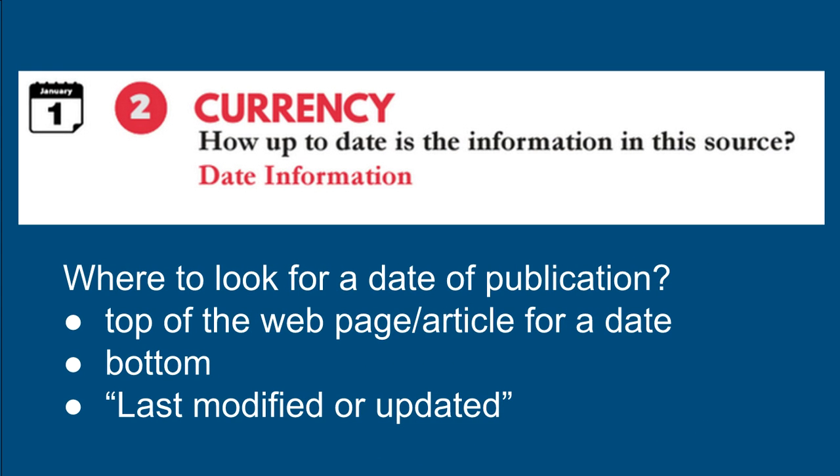Second thing you want to look at is how up to date this information is. You want to look on the website. Sometimes it's at the top of the page, sometimes it's at the bottom. Sometimes you can see where it's actually been modified or updated. So always check carefully to find the most current date and think about that information. Is this information going to be good? Is it current information?